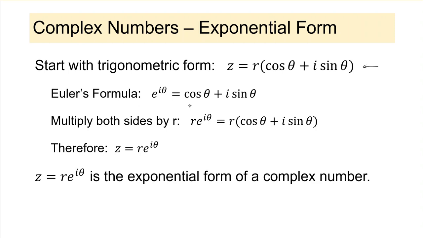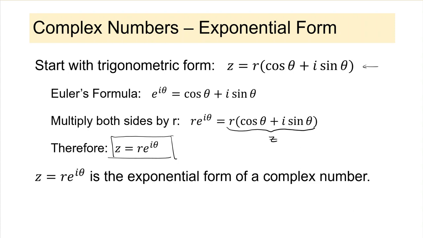Well, if I just multiply both sides of that equation by r, I get r e to the i theta equals r times the quantity cosine theta plus i sine theta. Well, what did that equal? That was a complex number in trigonometric form. So z equals r e to the i theta, and that's our exponential form. So z equals r e to the i theta is the exponential form for a complex number.